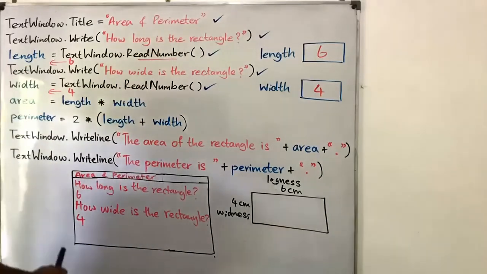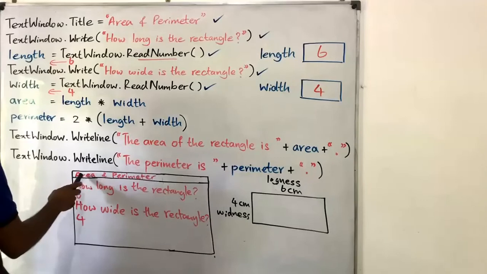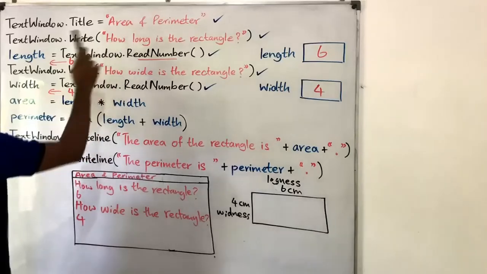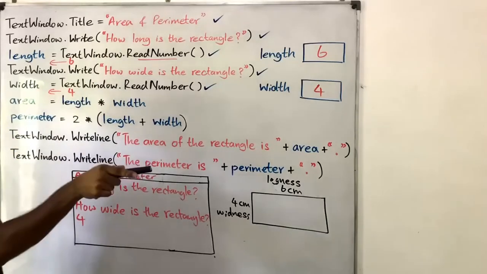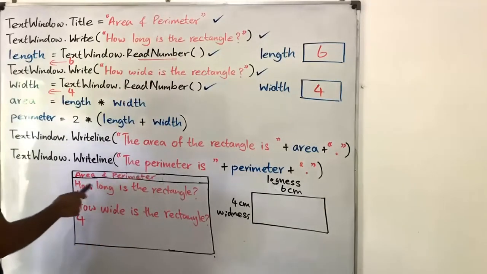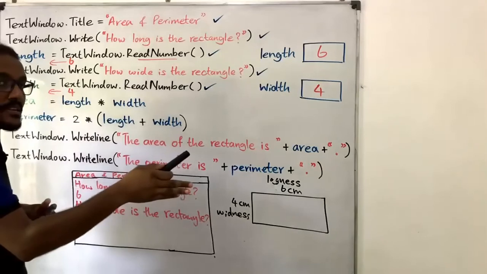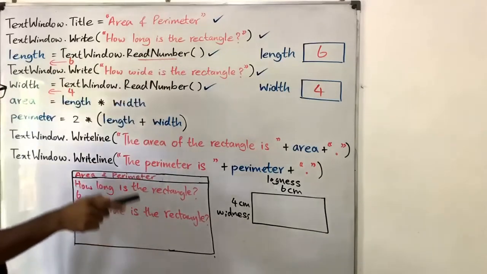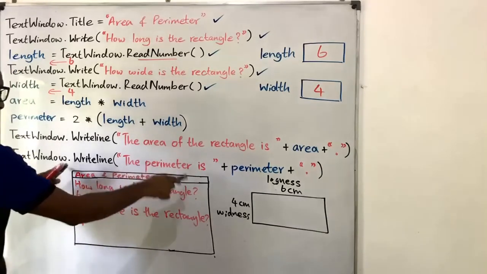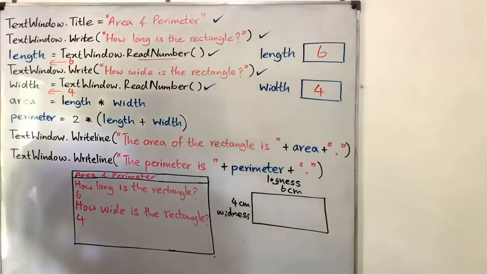So what does text window do? It will set its name as area and perimeter. Now in the second statement, what happens? Text window, write this question in your body. It means in the text window. Now the program is calling for the text window. Body means in his area, in his window. So he will display this question inside the text window object.